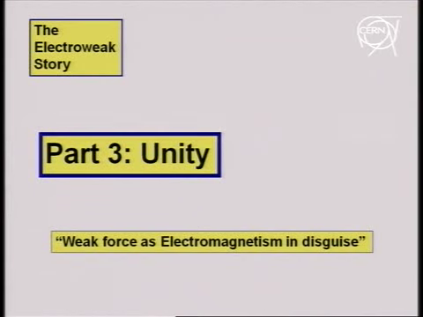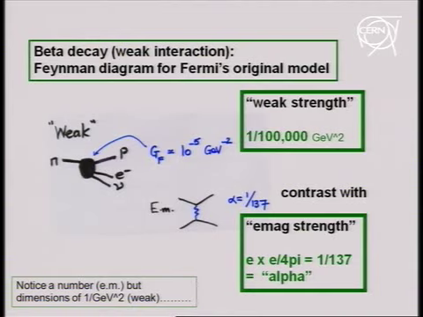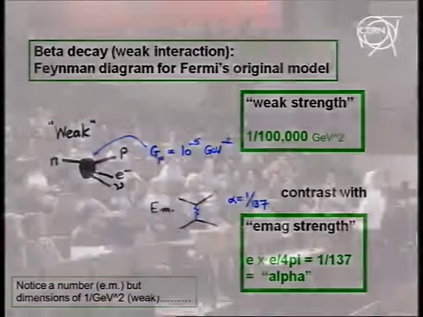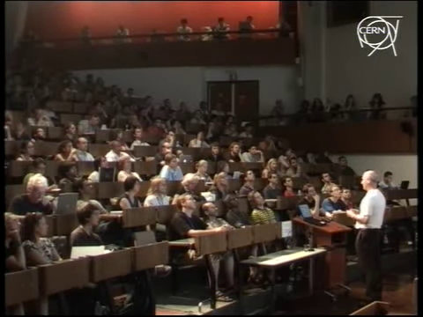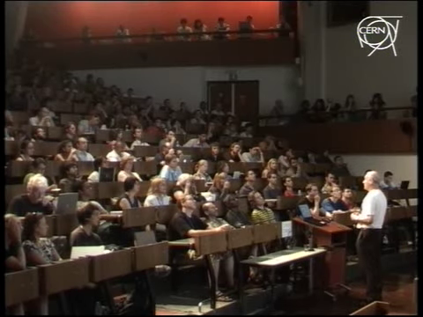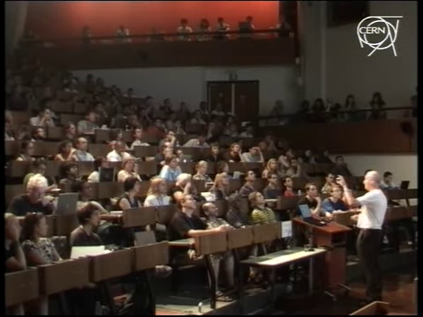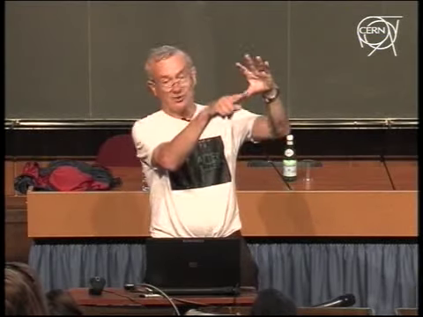So now, what's this got to do with unity? And this is what I now want to show you, the idea of the weak force being electromagnetism in disguise. And it all goes back to this point that when Fermi came into the game, the Fermi constant is not a number, it's a dimensional quantity, 10 to the minus 5 divided by dimensions of GeV all squared. And we now know that it's not a black box, it is a W boson being exchanged. Just like in electromagnetic interactions, it's not a black box, it's a photon being exchanged.